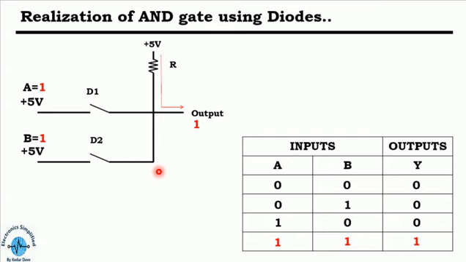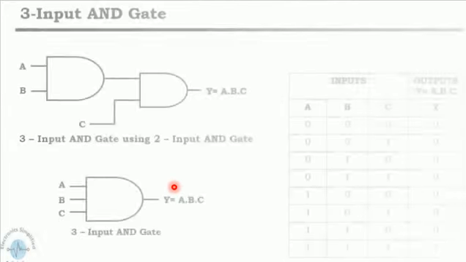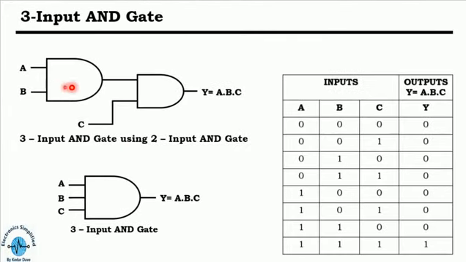After this, if we want to increase the number of inputs, that is also possible. A 3 input logic gate can be represented like this, and it is simplified in this way: you provide 2 inputs over here and 1 input separately at the output of this first AND gate, and whatever output is taken will be y equals a dot b dot c.